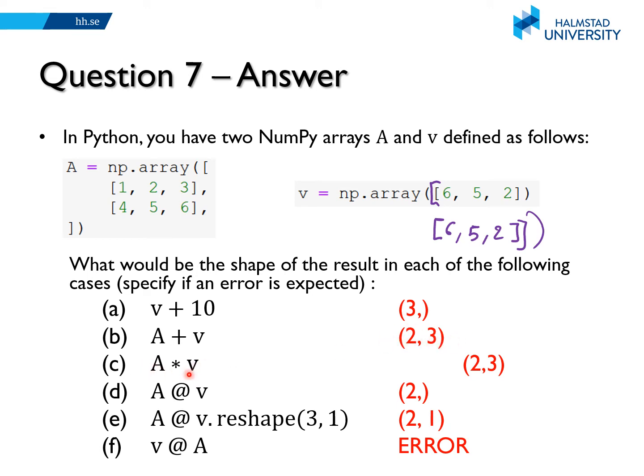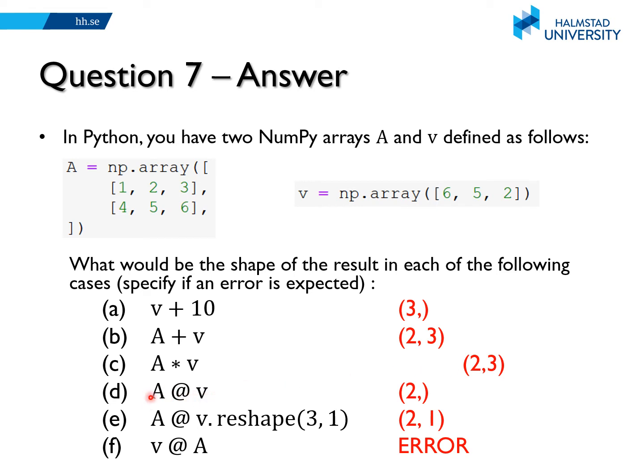The same thing happens here, right? So you want A times V. So an automatic broadcasting will happen, and therefore you can multiply A and V. So an element-wise multiplication will happen, and what you will get is just a two-dimensional array which has 2 rows and 3 columns, right? So it contains 1 times 6, and then second element 2 times 5, and then 3 times 2, 4 times 6, and so on.